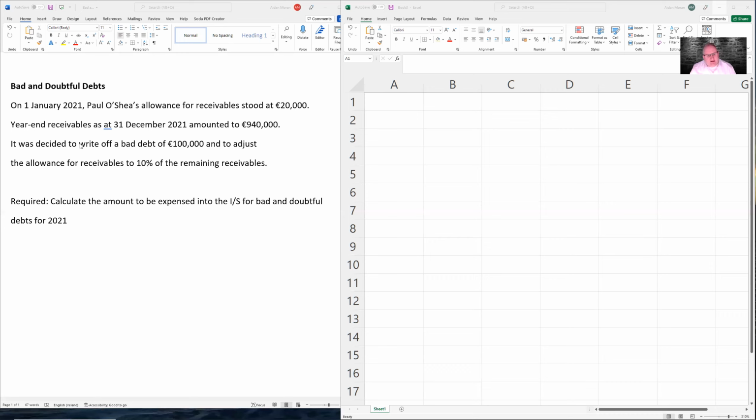It was then decided to write off a bad debt of 100K. So that's going to be an expense, and you're going to debit your expense and you're going to credit your trade receivables. Because remember, in the income statement you only have two things: your expenses and income. And in the statement of financial position, you only have assets and liabilities.